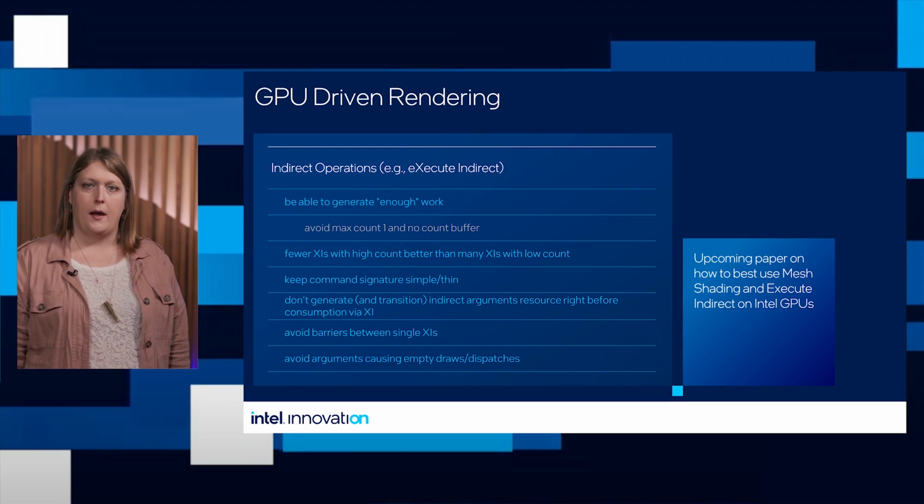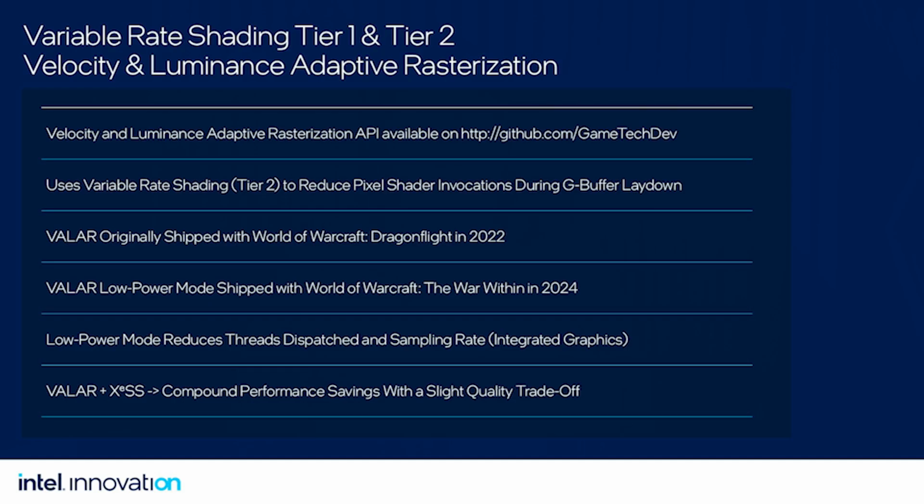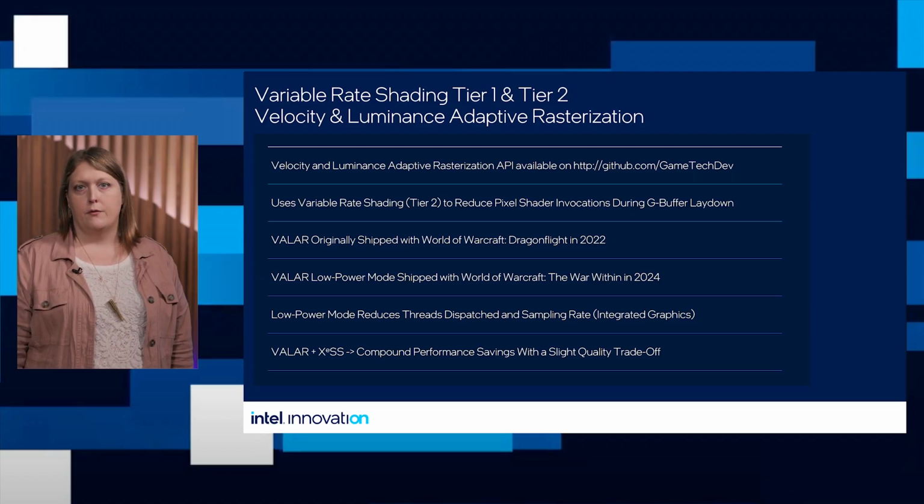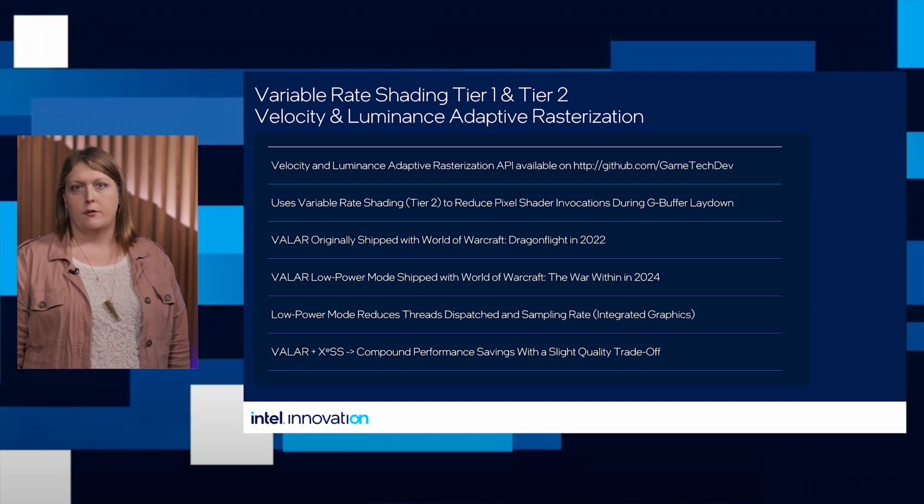to the compaction pass. Over the last few generations of Intel GPUs, including integrated graphics, we have worked to introduce our own velocity and luminance adaptive rasterization algorithm to leverage variable rate shading tier 2. Variable rate shading can reduce pixel shader invocations during gbuffer laydown, with the most performance benefiting forward or forward plus render architectures. With a little work, it can also be used with deferred renderers, which account for the coarse pixel offsets in the lighting resolve phase.